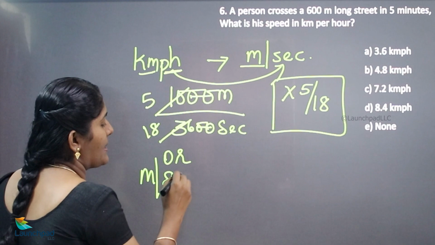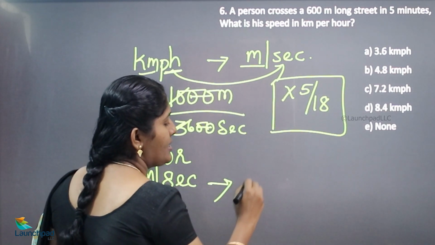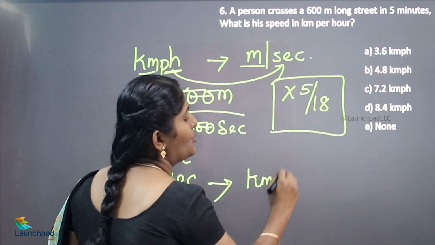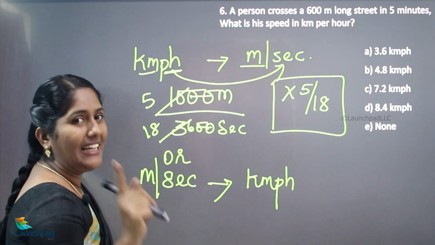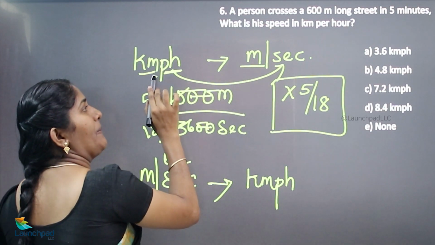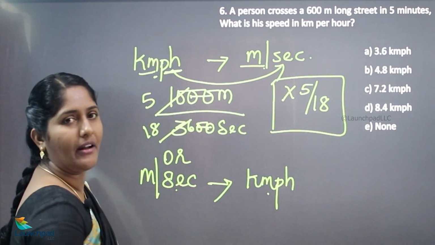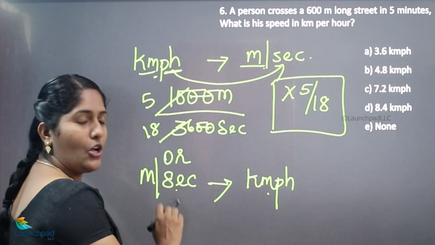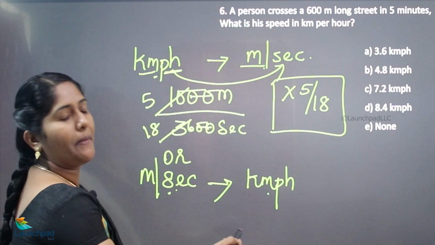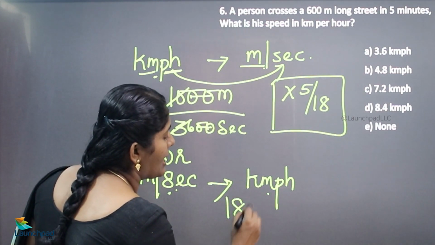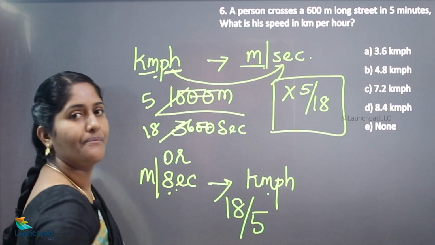Another way is meter per second to kilometer per hour. There are two ways in your questions. Either you convert kilometer per hour to meter per second, or meter per second to kilometer per hour. If you want to convert meter per second to kilometer per hour, you should multiply that value by 18 by 5.